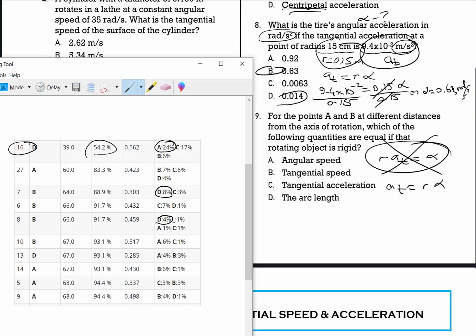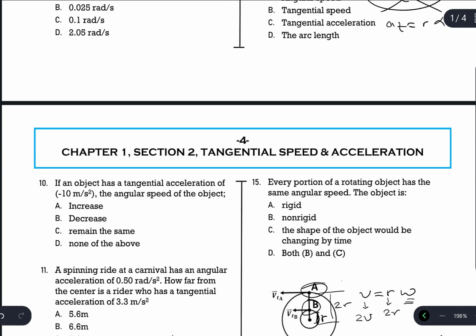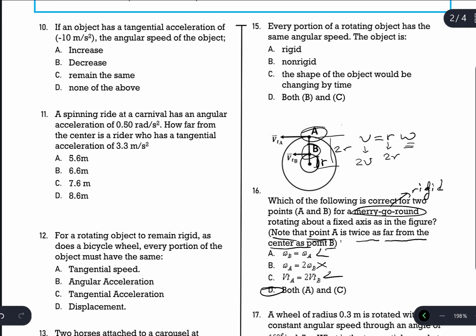Next one is question number 10. If an object has a tangential acceleration of negative 10 meters per second squared, the angular speed will do which of the following? Acceleration, whether tangential or angular, if it is negative, the object is slowing down. So here it is just negative 10, slowing down. What does slowing down mean? Angular speed decreases, tangential speed decreases. Both decrease. So B is going to be the correct answer.